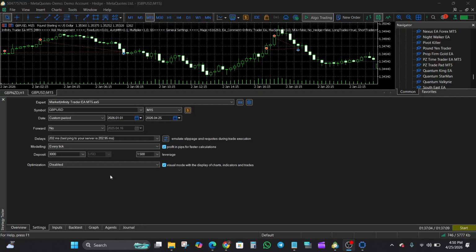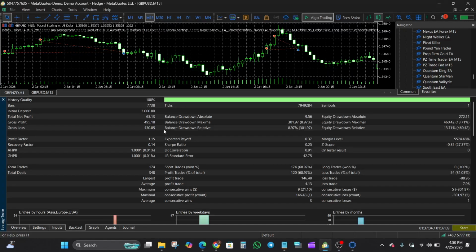Okay, so we have the results out now, and we can see that from an initial deposit of 3,000 US dollars, we had a total net profit of $65. That is just a little above 2%. And we had 174 total trades, 174 were short trades, meaning all the trades were short trades.